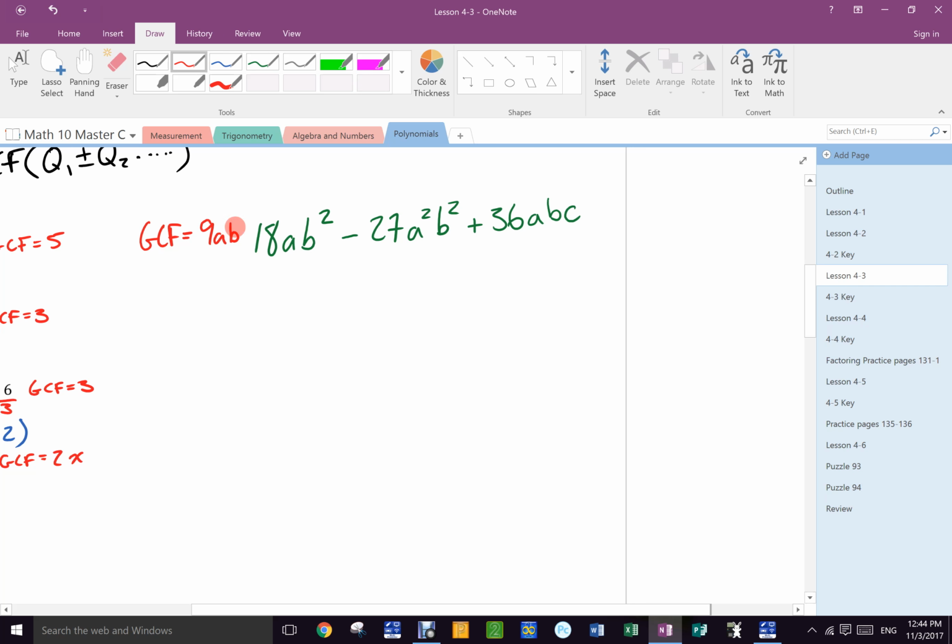So if that's my GCF, what do I do with every term? Divide by 9AB. What goes outside the brackets? 9AB. What goes inside the brackets? 2. AA cancel. B squared divided by B? B. Minus 3AB. Plus 4. A cancels. B cancels. C.